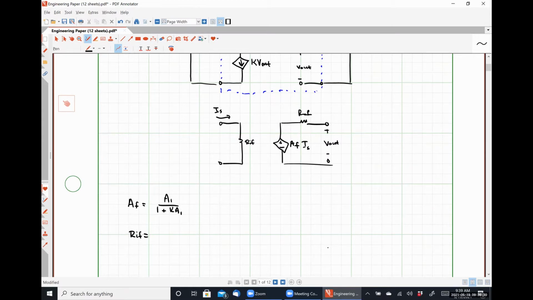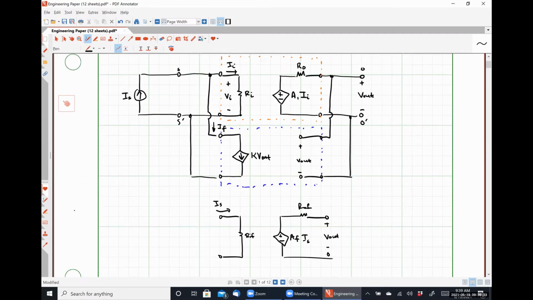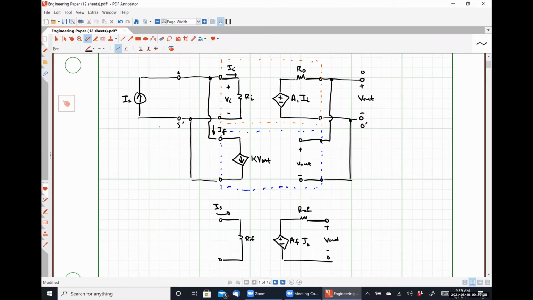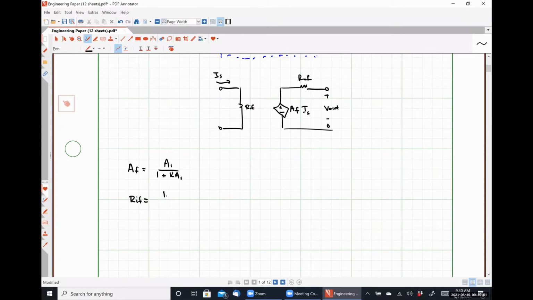Our input resistance with feedback, RIF, which I guess I should be clear about where we are measuring that. That's going to be looking in through this terminal just as much as this is where we're going to look at our output resistance with feedback. So our feedback network is connected to the input of our open loop amplifier stage in parallel. So that will either boost or attenuate our input resistance. Is it going to make it bigger or smaller? Smaller. So this is just going to be Ri divided by 1 plus K A1.